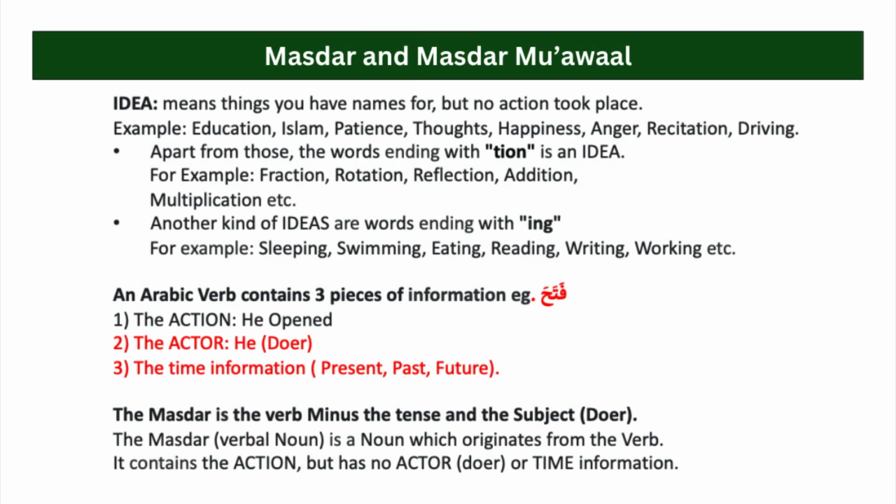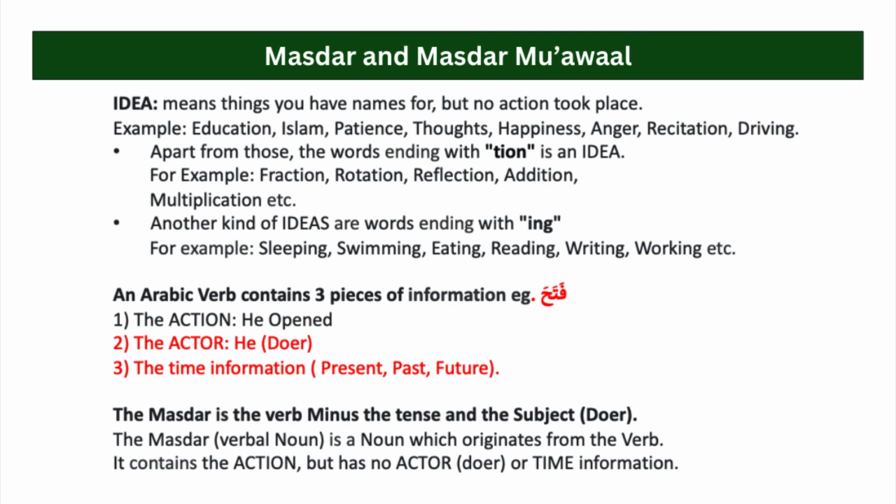Now let us make this even clearer. An idea is something you can name, but no action has actually taken place. For example, words like education, patience, thinking, happiness, anger, recitation, or driving. These are all ideas. Nothing is happening in time, and there is no doer mentioned. In English, many of these ideas appear in forms ending with shun, like reflection, addition, multiplication, or in forms ending with ing, like reading, writing, sleeping, and working. All of these represent actions as ideas.